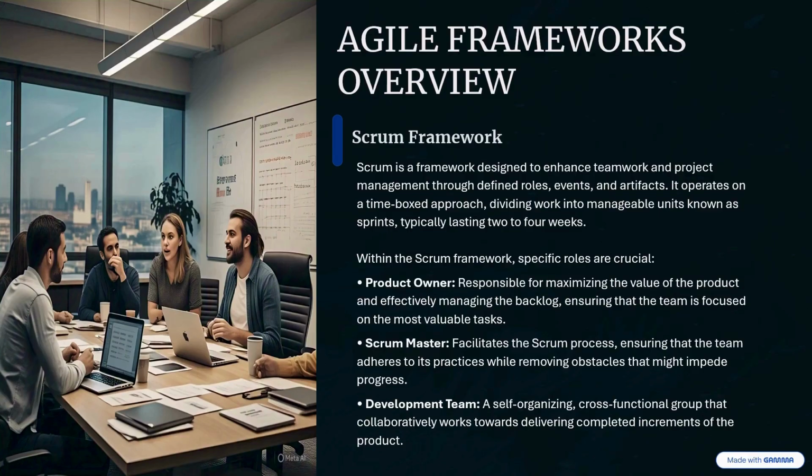So let's look at what the product owner is responsible for. The product owner is responsible for maximizing the value of the product and effectively managing the backlog, ensuring that the team is focused on the most valuable tasks. The Scrum Master facilitates the Scrum process, ensuring that the team adheres to its practices while removing obstacles that might impede progress. The development team is a self organizing cross functional group that collaboratively works towards delivering completed increments of the product.